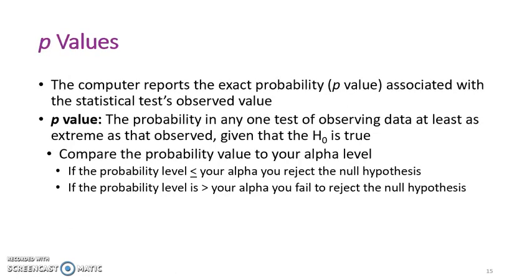If you're computing the test statistic with a computer program, which you'll learn how to do in this class, the computer reports the exact probability or p-value associated with the statistical test. The p-value is the probability in any one test of observing data at least as extreme as that observed, given that the null hypothesis is true. In other words, if the null is true, what's the probability of getting a value as large or larger than mine? If you're using a computer, there is an alternative to the last step. That's when you compare the probability value to your alpha level. And if the probability value is equal to or less than your alpha level, you reject the null hypothesis.